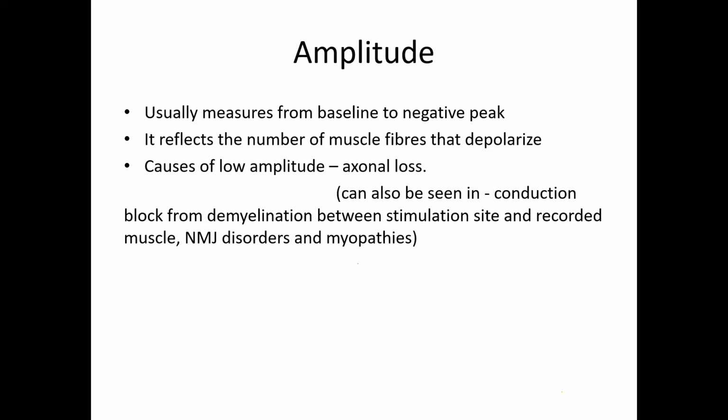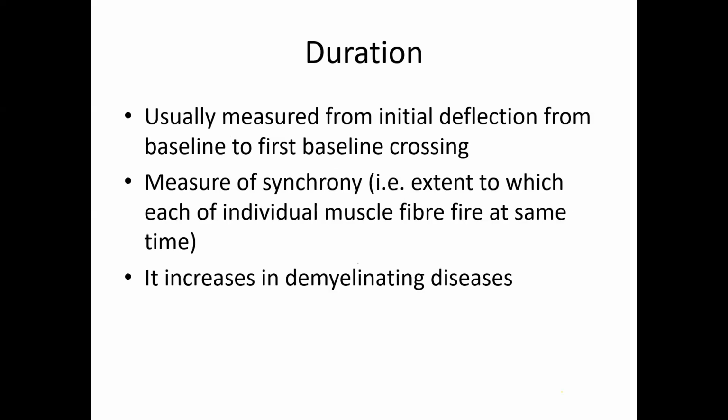Then amplitude is measured from baseline to the first negative peak. It reflects the number of muscle fibers which are depolarizing at a time. Then when do we get low amplitude? Because of axon loss. It can be seen in conduction block from demyelination between the stimulation site and the recorded muscle, or it can happen in neuromuscular junction disorders and myopathies also, that is, low amplitudes.